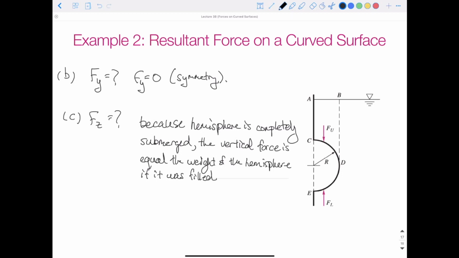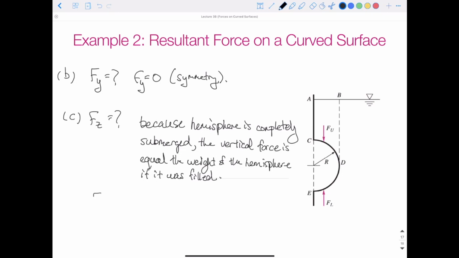What I mean by this is if we had that hemisphere completely filled with water, the resultant upper and lower forces would be zero. There would be no forces acting on it. That fluid would just be in equilibrium. The weight of the fluid would counteract those forces. So taking out that fluid mass and weighing that must be the force that is exerted on that bubble when it's empty. And that is essentially Archimedes' principle.